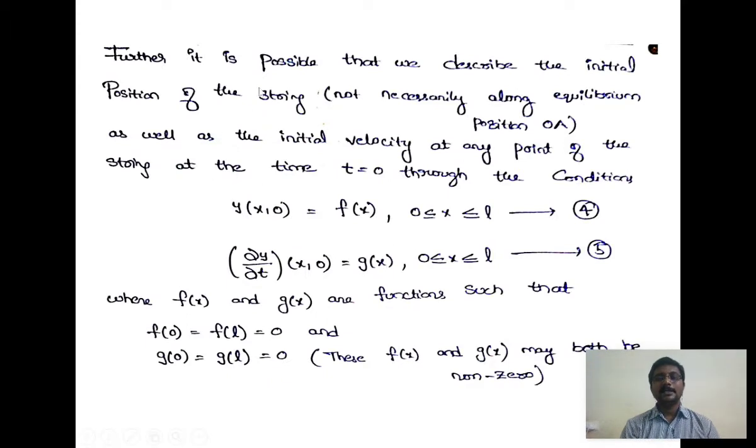Further, it is possible to describe the initial position of the string, not necessarily along the equilibrium position, as well as the initial velocity at any point of the string at time t equal to 0, through the conditions y of x comma 0 is f of x and del y by del t at x comma 0 is g of x, where x lies between 0 and L. Here f of x and g of x are functions such that f of 0, f of L is 0 and g of 0, g of L is also 0. These f of x and g of x may both be non-zero.